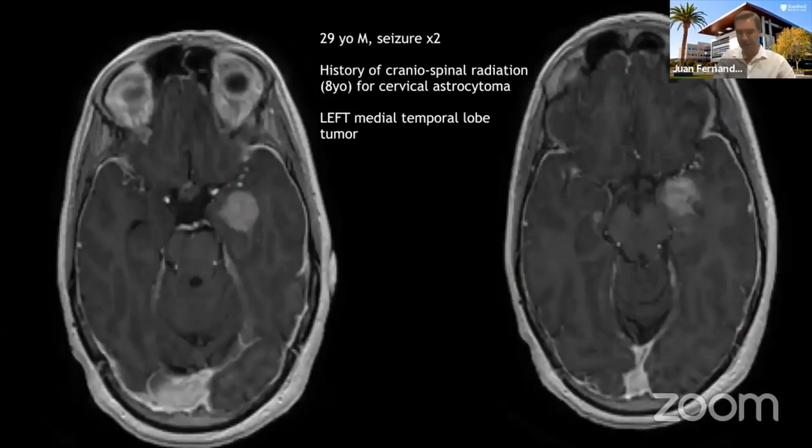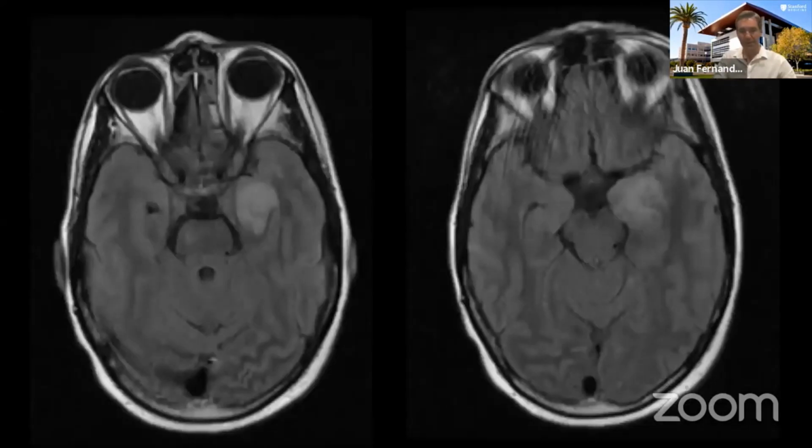So I'm going to show you some case examples, and this is a young patient with a history of radiation in the past, and you see he has a tumor on the uncus of the temporal lobe. And this patient presented with seizures.